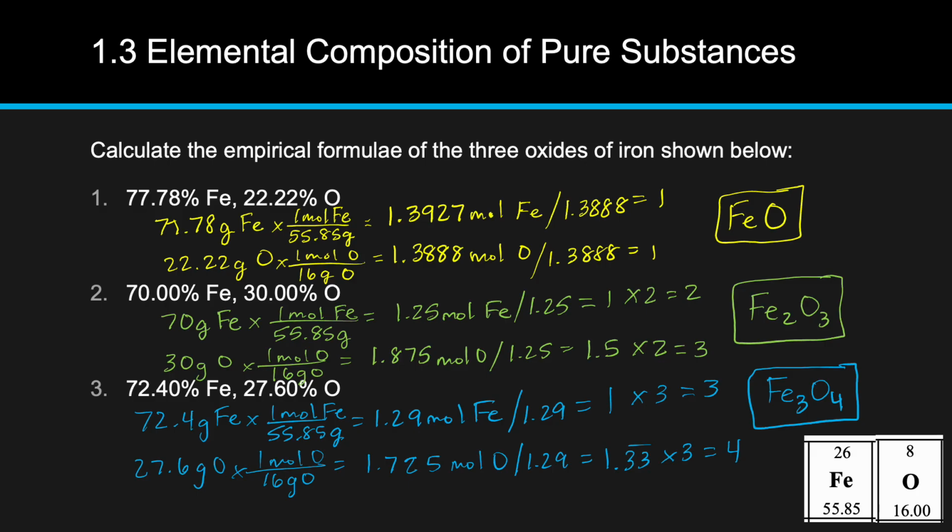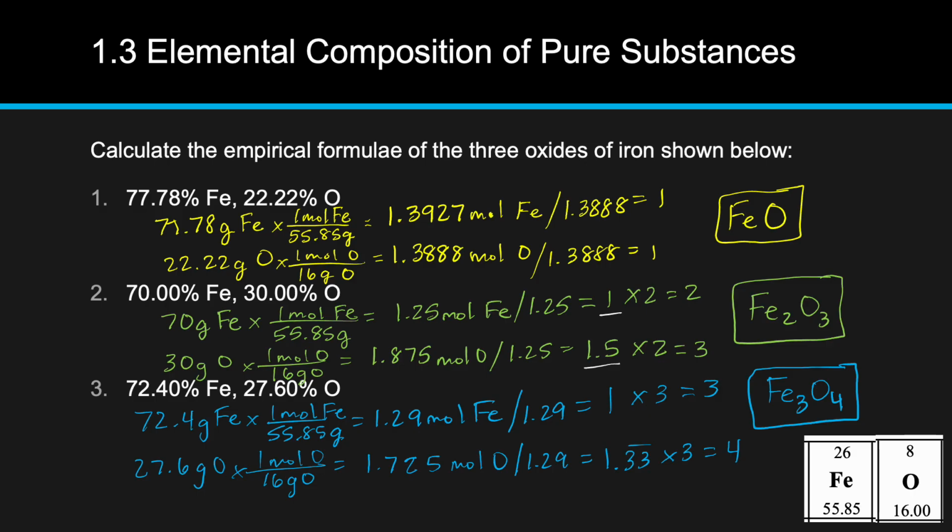And for numbers 2 and 3, we did not get whole numbers, so we did have to multiply until they were whole. So for number 2, we got 1 and 1.5. So in order to get rid of that 1.5, we had to multiply both of them by 2. And so we end up getting 2 irons and 3 oxygens.